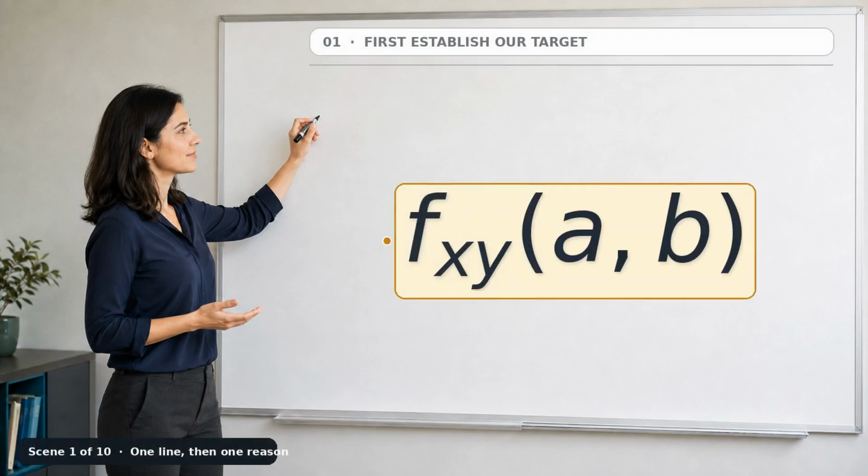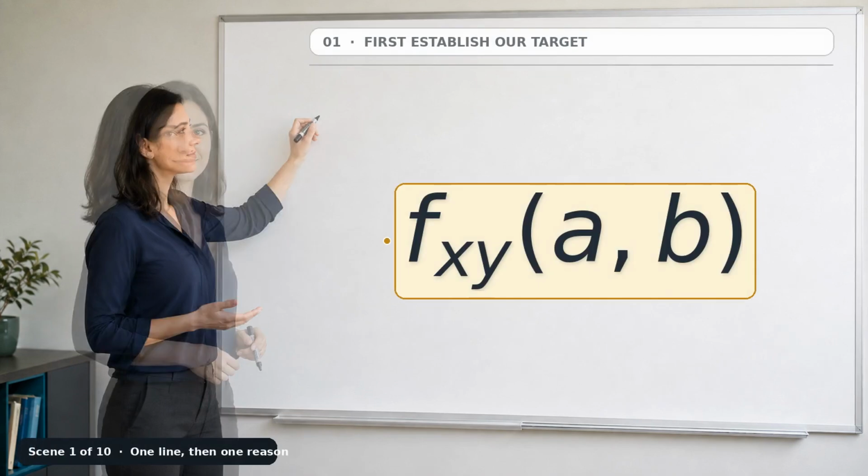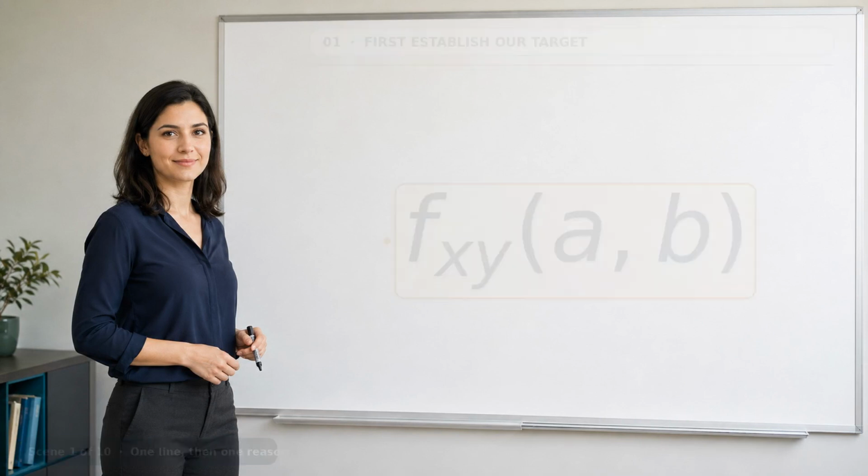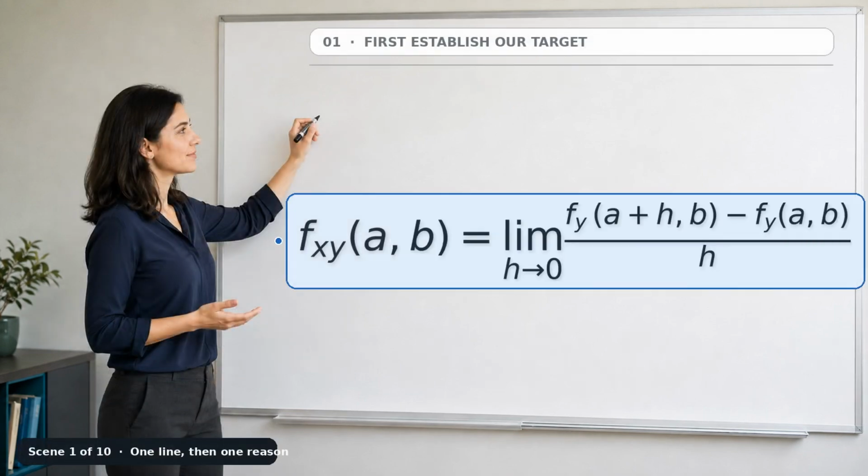Our target is f sub xy, evaluated at a comma b. Before doing anything else, let us understand exactly what this means. Here, f sub xy means that we already have f sub y, and now we ask how f sub y changes when we move in the x direction. That meaning is written directly in the definition.